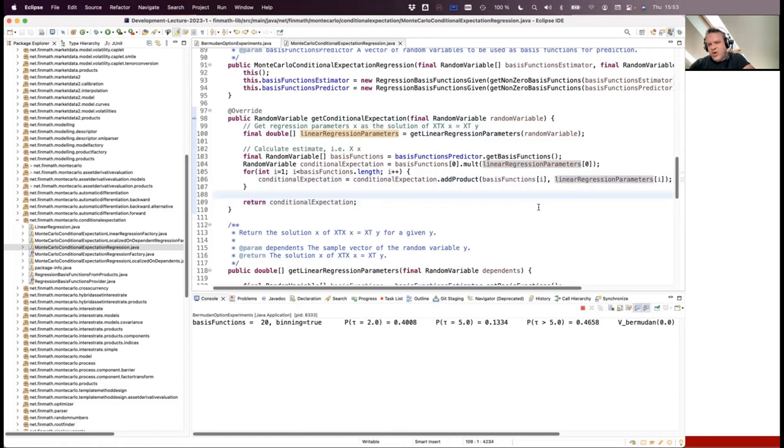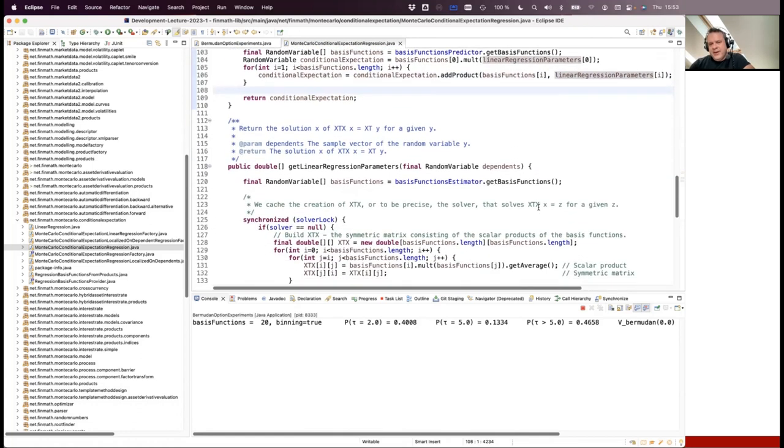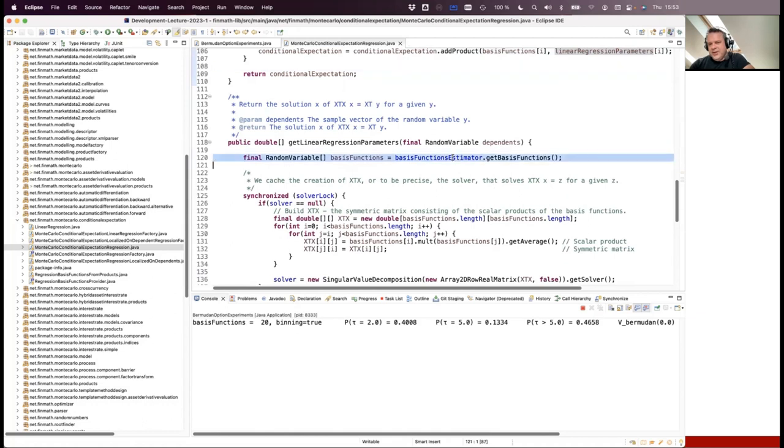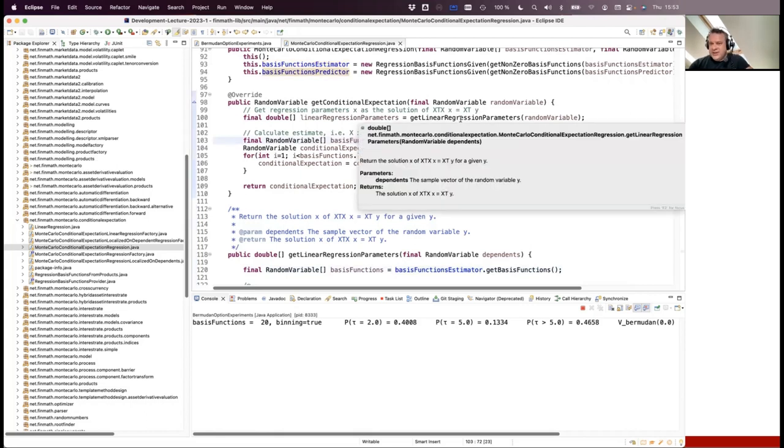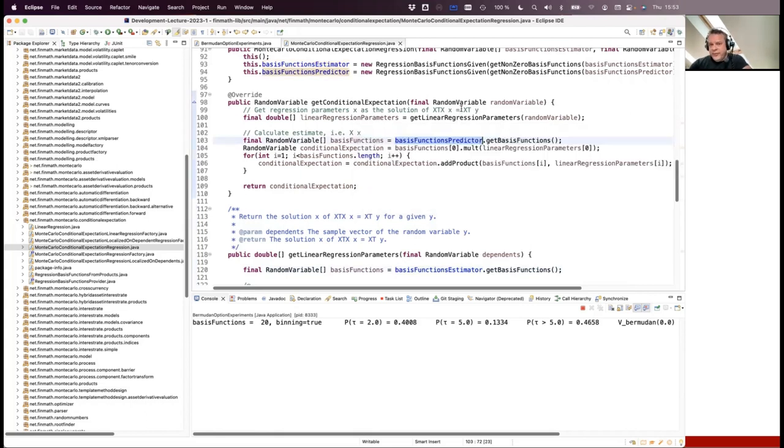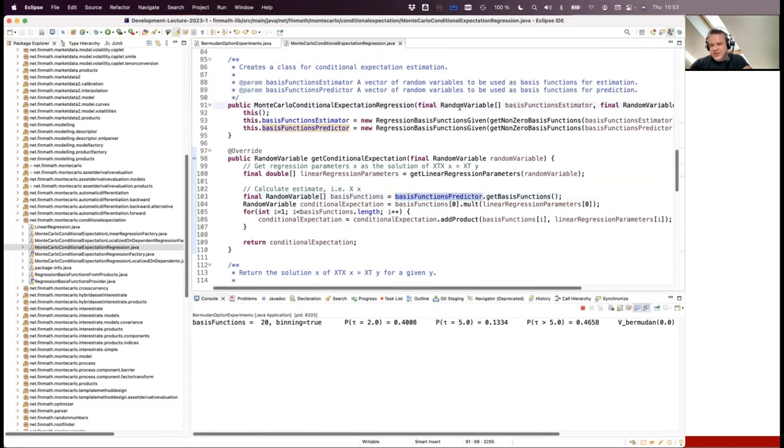You see there is a small subtle thing. The first part, x transpose x, is done with the estimator basis functions. This is done with the predictor basis functions. So if you would like to remove the foresight bias, you could use this conditional expectation estimator with two different sample sets of basis functions, generated by different Monte Carlo simulations.